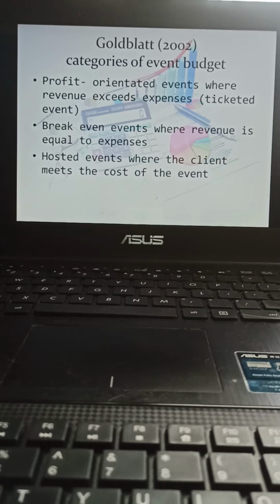Profit oriented events are where revenue exceeds expenses. Now this is if your event is profit orientated, like say concerts or anything like that, it's specifically for profit making. Okay, break-even events are where revenue is equal to the expenses. So meaning as long as you pay the costs, you're okay, you're not making money. Hosted events is where the client meets the cost of the event.